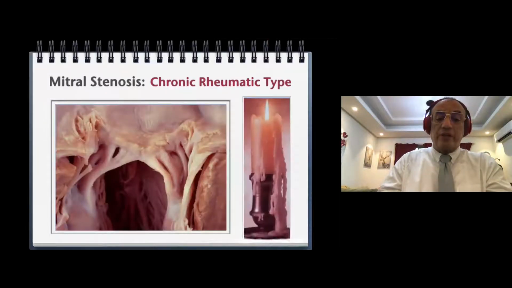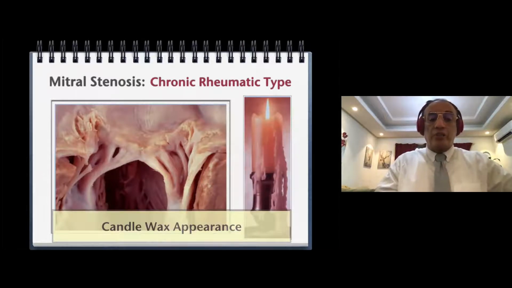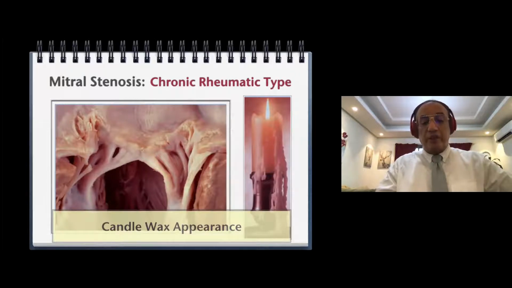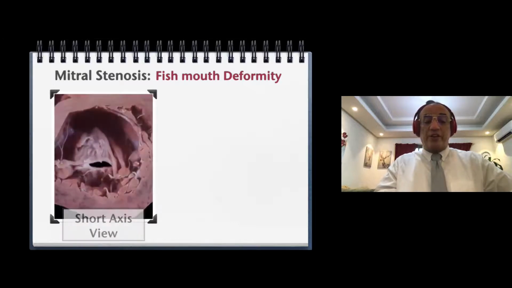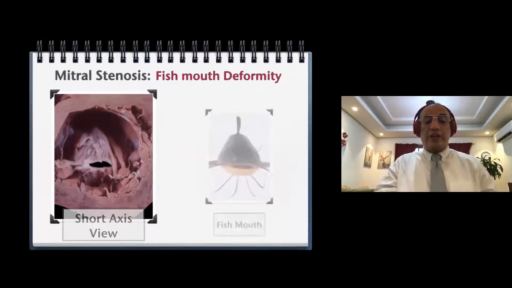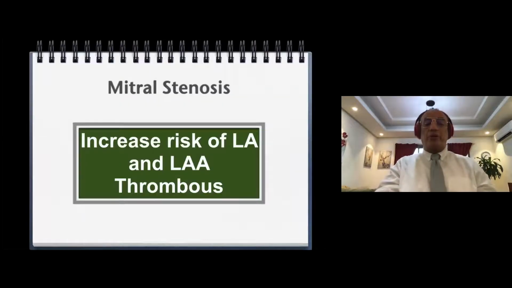And here you can see this very important finding, which is the pathological finding of chronic rheumatic mitral stenosis, which looks like candle wax appearance. And as we called before, if you do echocardiography and you see the mitral valve orifice, it looks like a fish mouth. And we call it, in short axis view, fish mouth deformity. If you compare this in short axis and the fish mouth, it's very close and very similar. So this is the opening of the mitral valve in mitral stenosis.